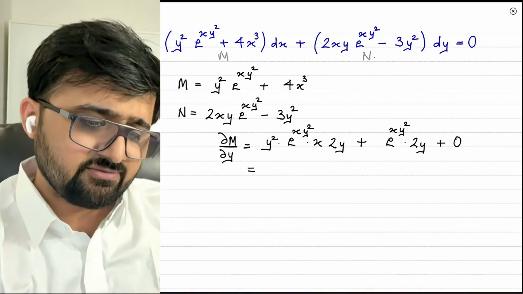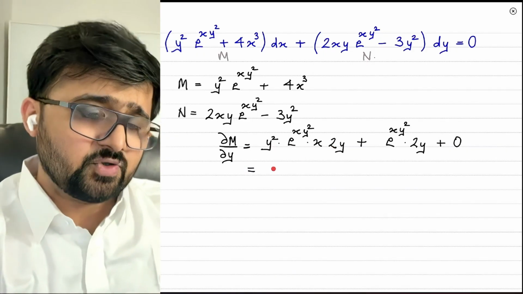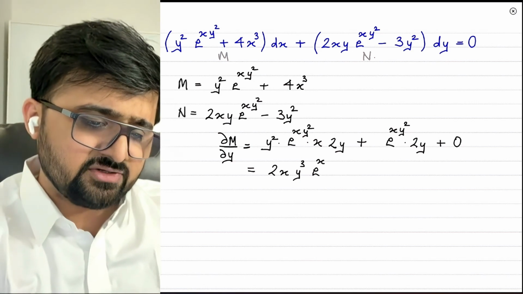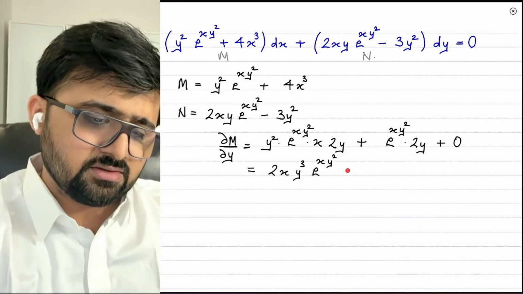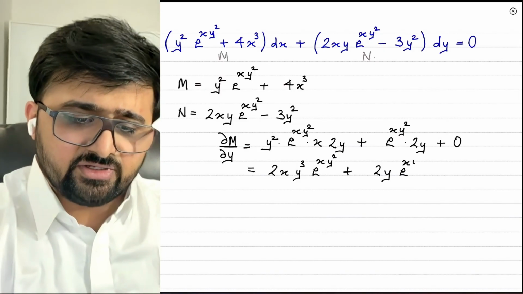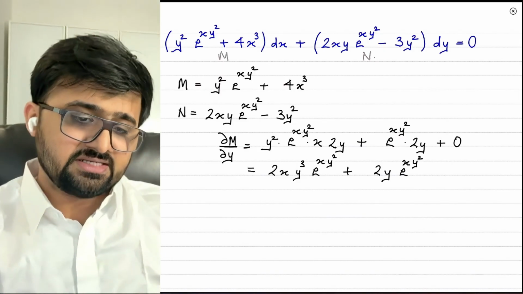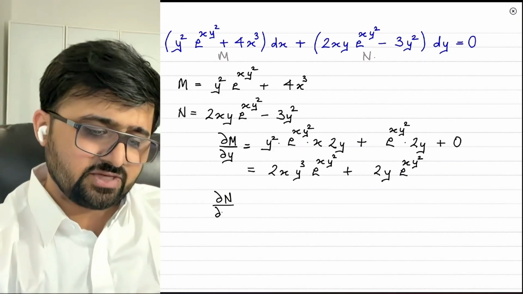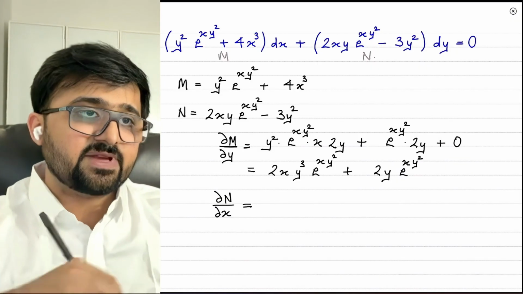So this will become 2xy³ e^(xy²) plus 2y e^(xy²). Let's say those are the two terms. Now let's differentiate N with respect to x.